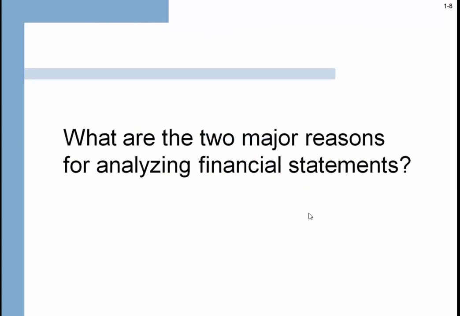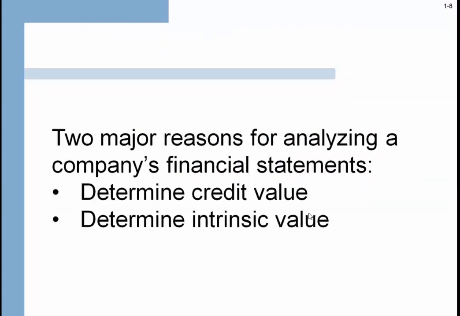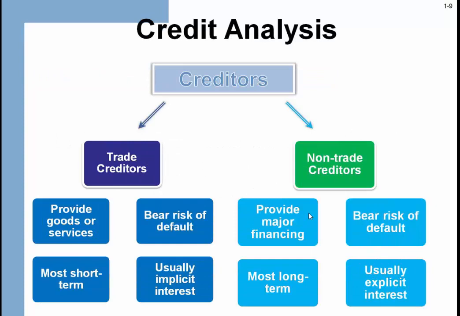What are the two major reasons for evaluating financial statements? The first one is to determine credit value, and there's really two types of credit value. There's trade credit and non-trade credit. We'll talk about that in a minute. And the intrinsic value: what is the value of the business, either from an acquisition perspective or a purchase of a stock perspective? Those are two different ways you're going to look at the value of the business.